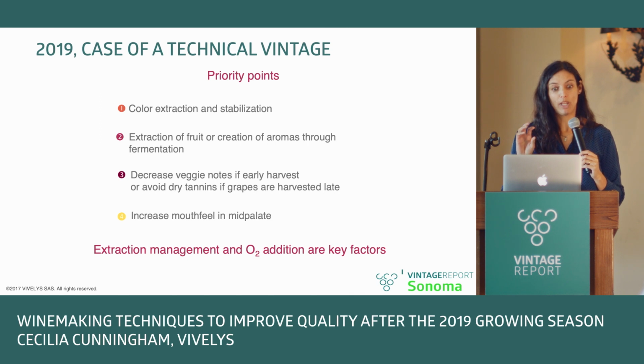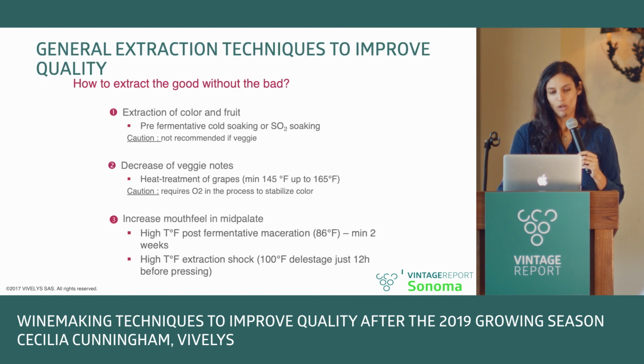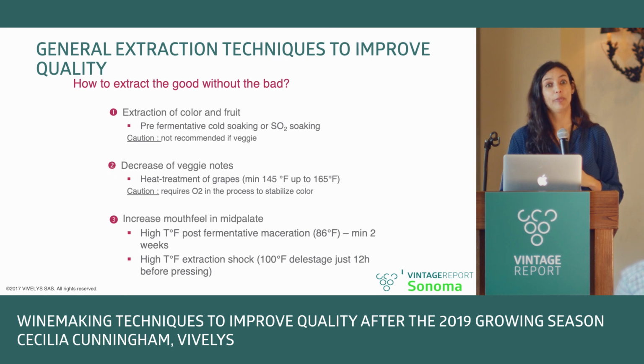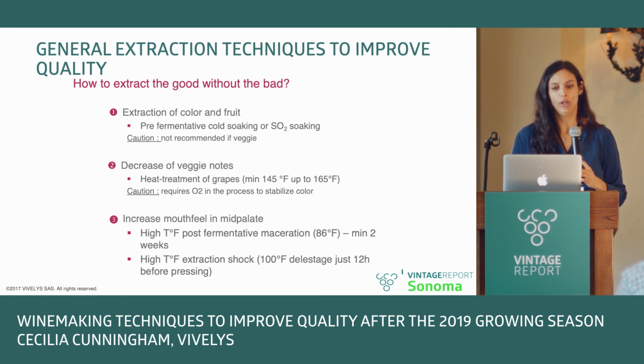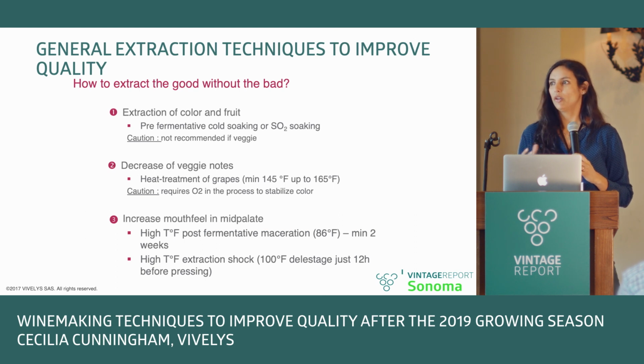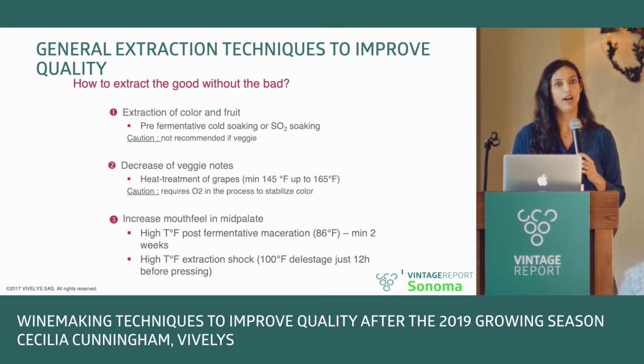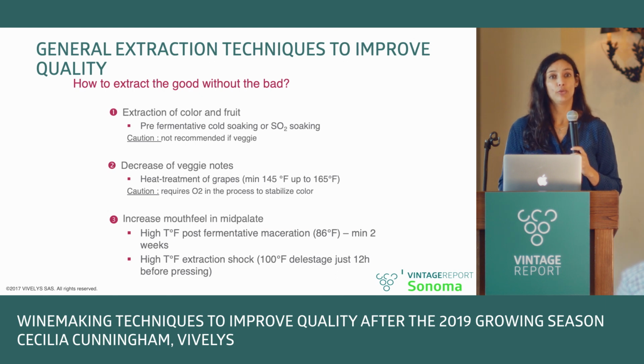So my main focus now is going to be on polyphenolic extraction management and oxygen addition. How can we extract the good without extracting the bad? We have quite a few techniques around. For extraction of color and fruit, we have pre-fermentative cold soaking. There's SO2 soaking. Here we have to be careful with the green matrix when we're picking something that is more on the green side, because we have a risk of extracting veggie notes, and we need to be careful with that.